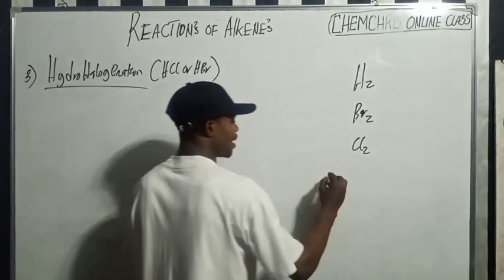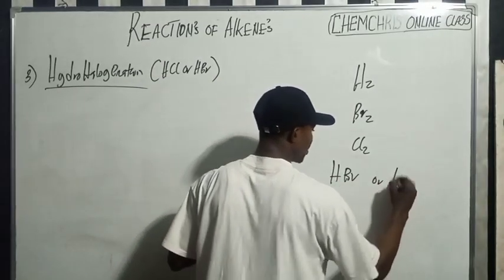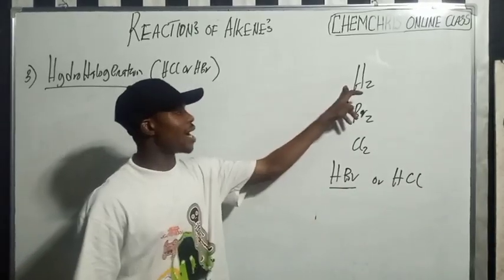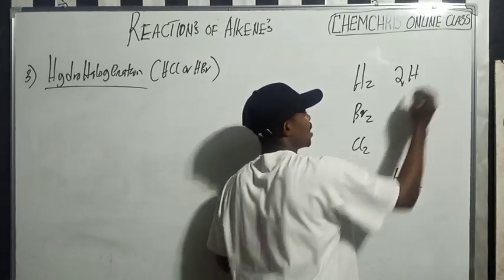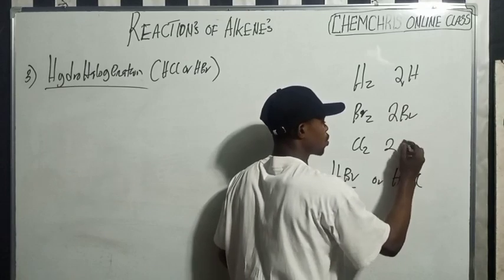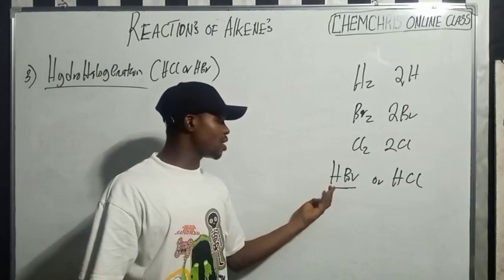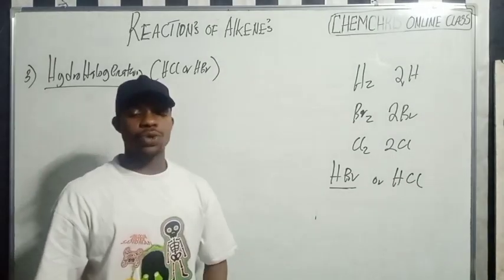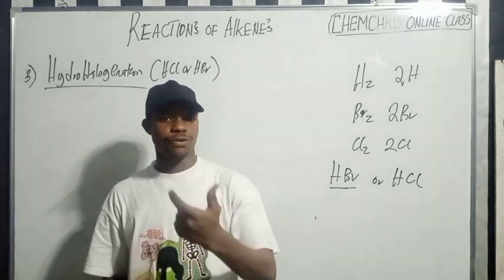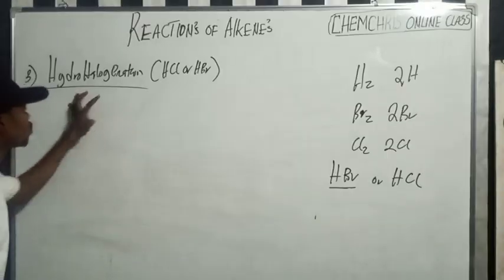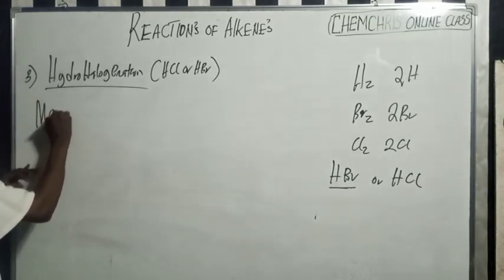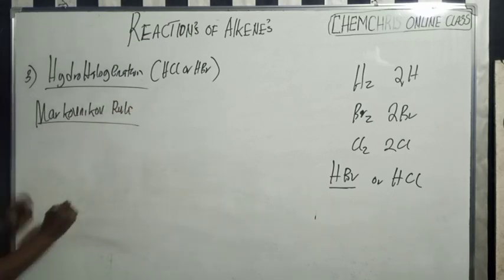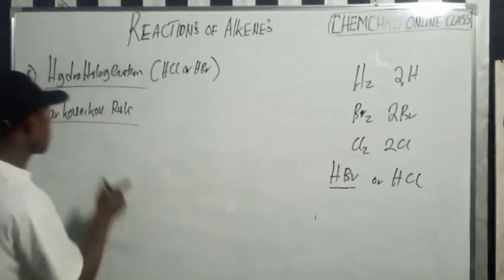But what happens when you're adding HBr or HCl? Do you see that? You're adding two different things. Here you're adding two hydrogen, here you add two bromine, here you add two chlorine, right? But here you add a hydrogen and a bromine, or a hydrogen and a chlorine. Do you understand? So this way, I want to use what's called the Markovnikov addition, or the Markovnikov rule. So in hydrohalogenation, you use a rule called the Markovnikov rule when you are doing the addition reaction.